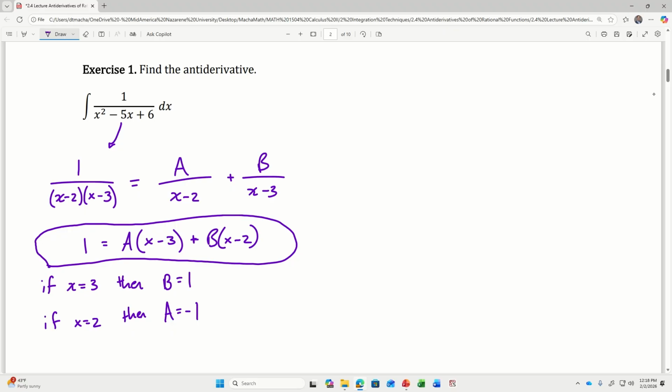And so this integrand is now the same thing as writing the antiderivative of -1 over x minus 2 plus 1 over x minus 3. I think I misspoke earlier. It's -1 over x minus 2 plus 1 over x minus 3. And then this makes it really easy to find the antiderivative.